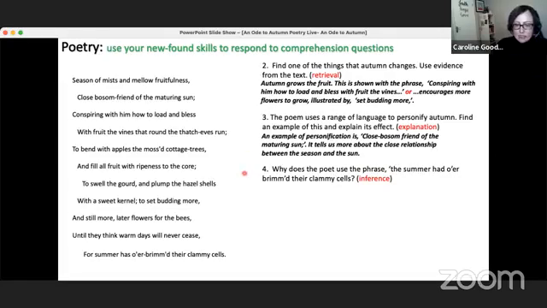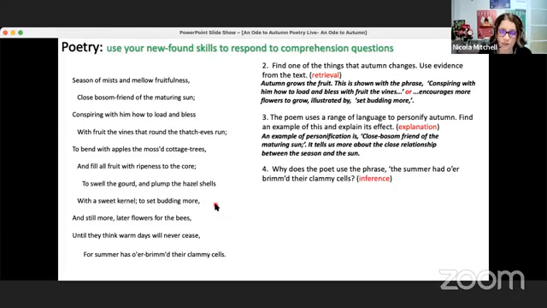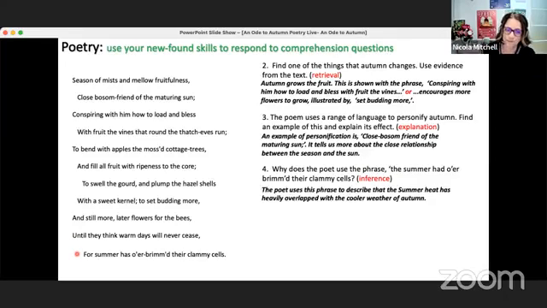Okay, next question is, why does the poet use the phrase, "the summer had o'erbrimmed their clammy sails"? And this is an inference question, so we're working out the hidden meaning. They've given us a phrase there. So the best thing to do is to go to the poem and find it, which we've done there at the bottom. We've located it. Read what happens before and read on until you find the quote itself.